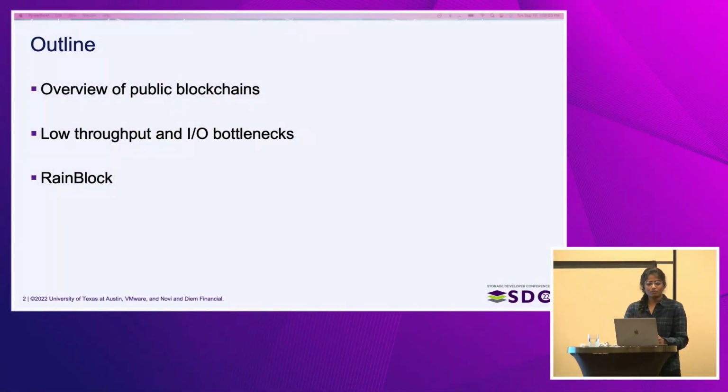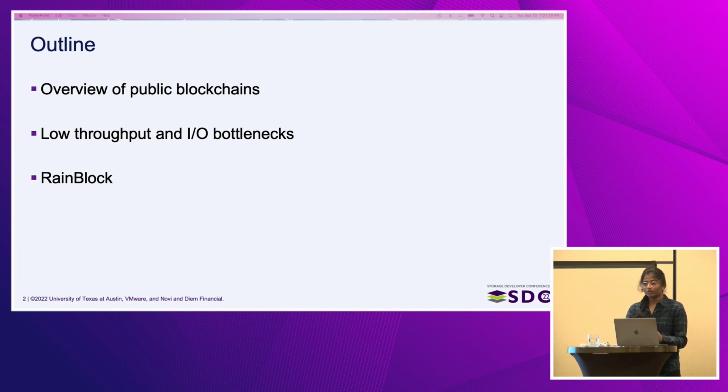Today's talk is going to be in three parts. For the first part, I will be giving a high-level overview of public blockchains. In the second part, I'll discuss how public blockchains suffer from low throughputs and the underlying I/O bottlenecks. Finally, I'll be presenting RainBlock and our main contributions that enable high-throughput public blockchains.